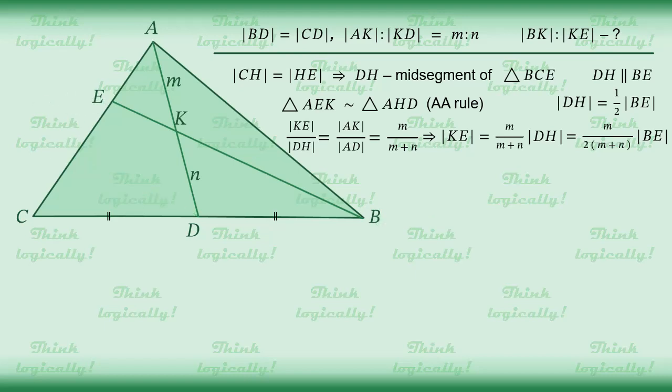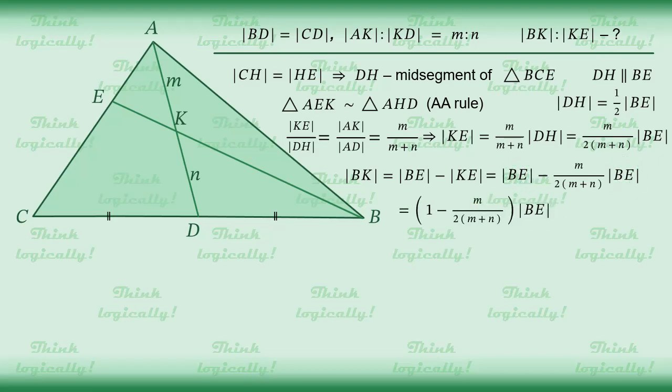Now we need to find the length of segment BK in terms of the length of BE, and this is really easy. We write that the length of BK is the length of BE minus the length of KE. Substitute the expression for the length of KE. Now the length of BE can be factored out, and we simplify the expression in the brackets.